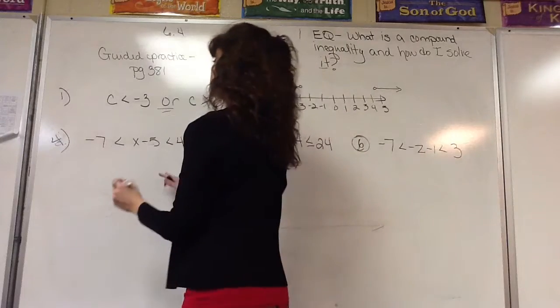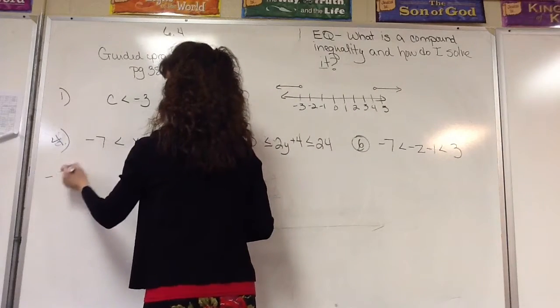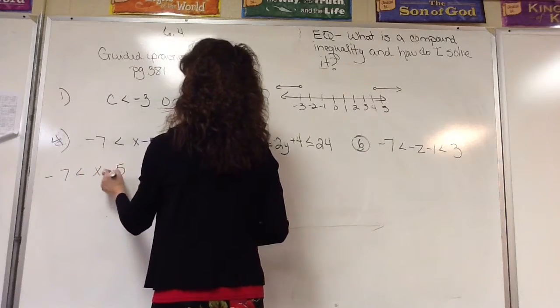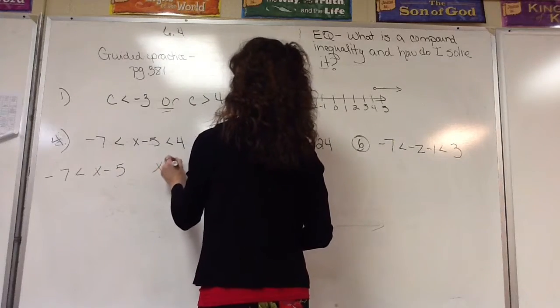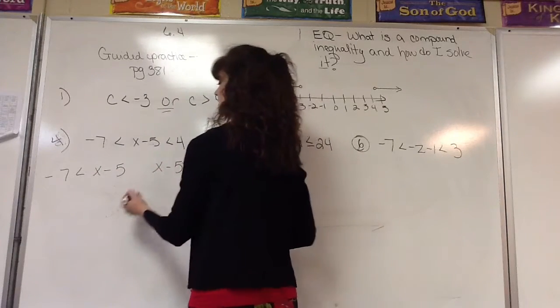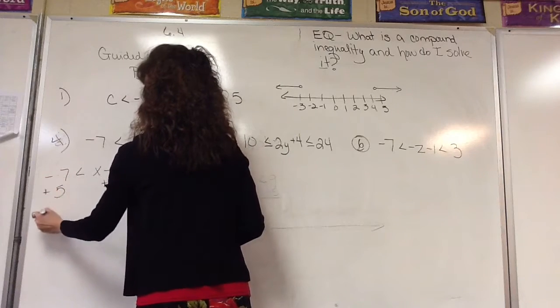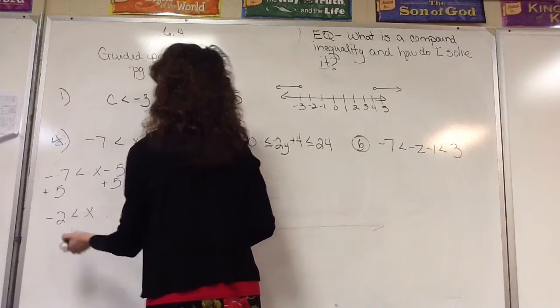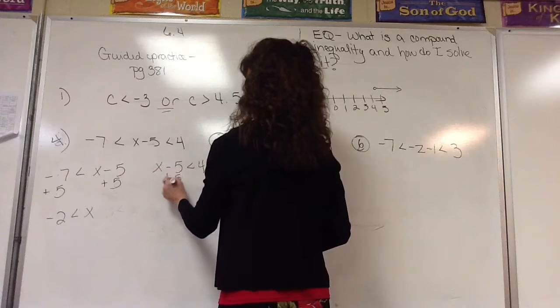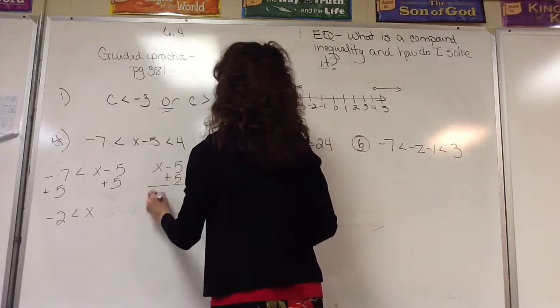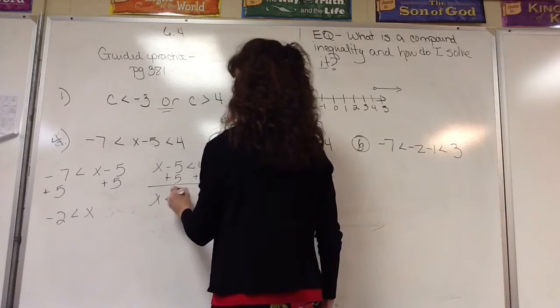So, remember, we're going to make 2 equations out of these. Negative 7 is less than x minus 5, and x minus 5 is less than 4. And now I'm just simply going to solve them. Negative 7 plus 5 is negative 2, so x is greater than negative 2. We're going to add 5 to this one, and x is less than 9.